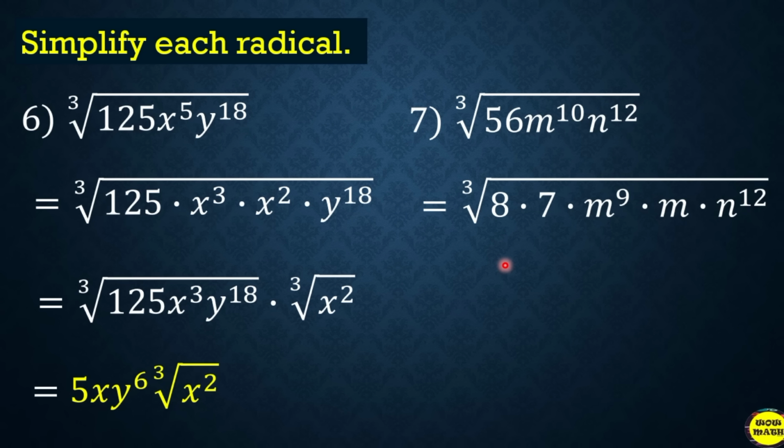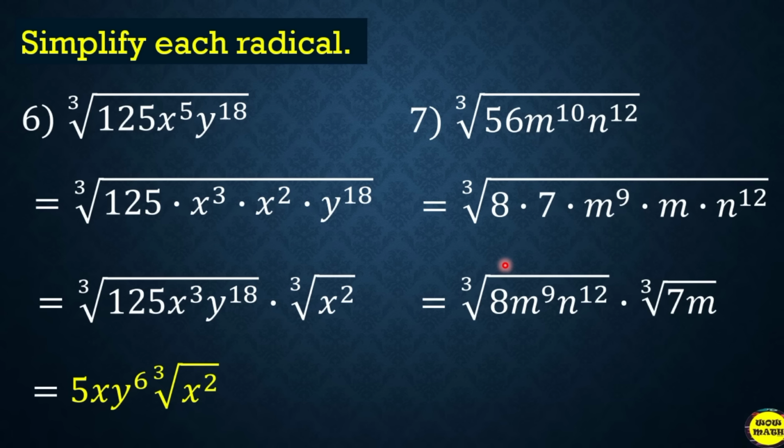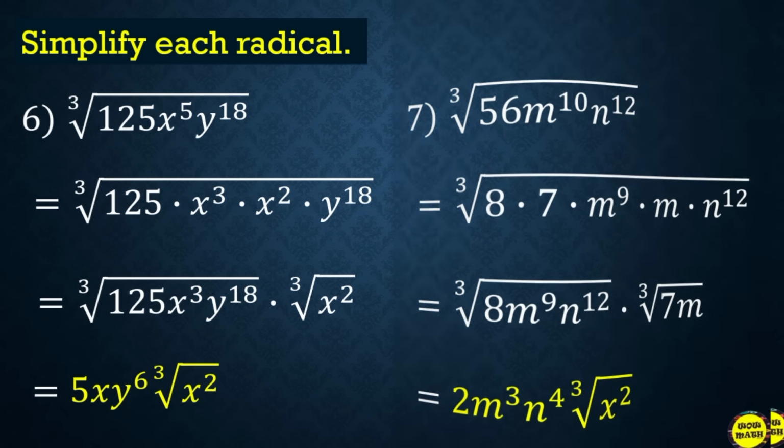Okay, next is, pagsamahin natin ang pwede natin matanggal. So that is ang 8, m to the 9, and n to the 12 power. So ang maiwan na lang sa loob ay yung 7 saka yung m. So that is the cube root of 7m. Yung cube root ng 8 natin, that is 2. M to the 9th power, that is m cube. And then 12 divided 3, that's n to the 4th. Cube root of x squared.